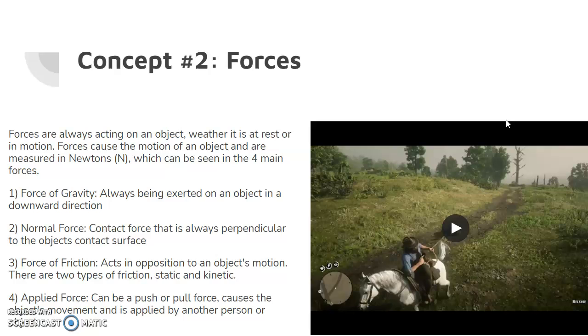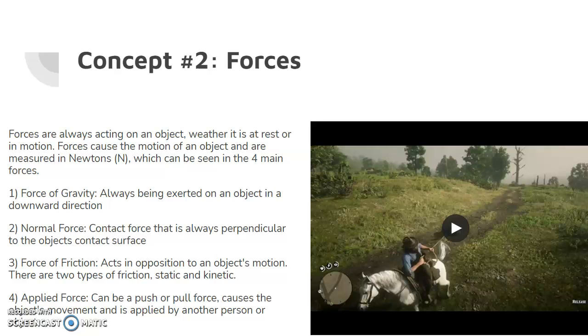Concept number 2 is forces. Forces are always acting on an object, whether it is at rest or in motion. Forces cause the motion of an object and are measured in newtons, which is seen by the variable N. There are 4 main forces. The first one is the force of gravity, which is always being exerted on an object in a downward direction.